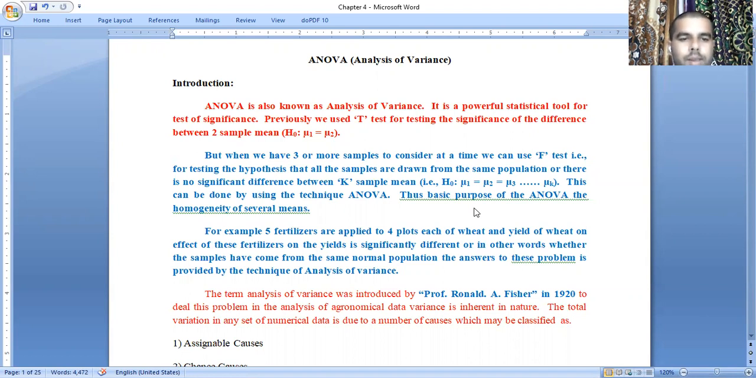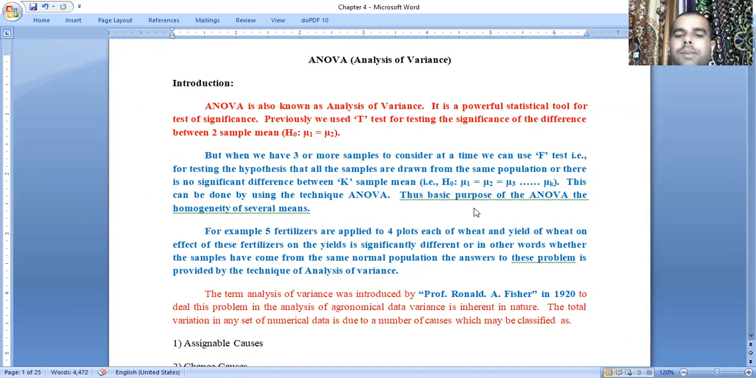Here is a small example regarding homogeneity. Observe this example carefully. 5 fertilizers are applied to 4 plots of wheat, and we ask whether the effect of these fertilizers on the yields is significantly different, or in other words, whether the samples have come from the same normal population. The answer to this problem is provided by the technique of ANOVA. Observe carefully, we are applying 5 fertilizers to 4 plots.